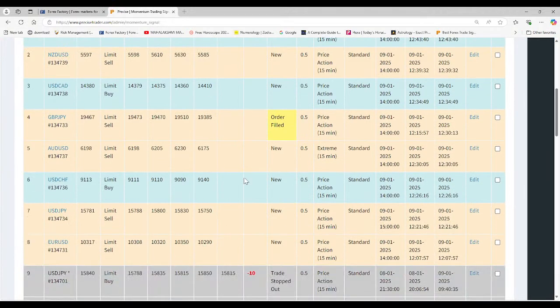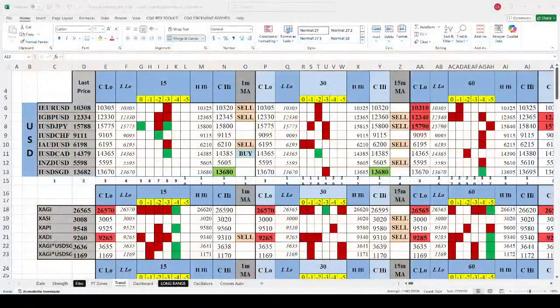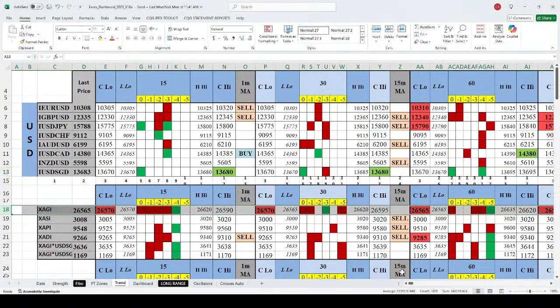Okay. So I think we have two more instruments, gold and the pound yen. So now let's go on to gold.